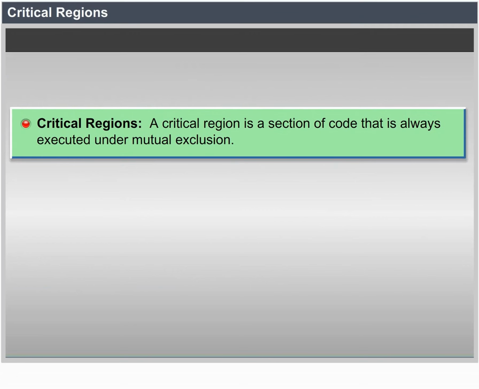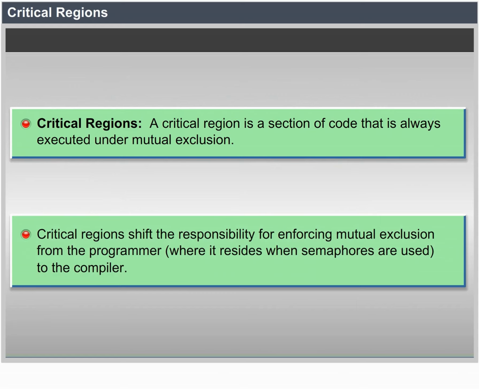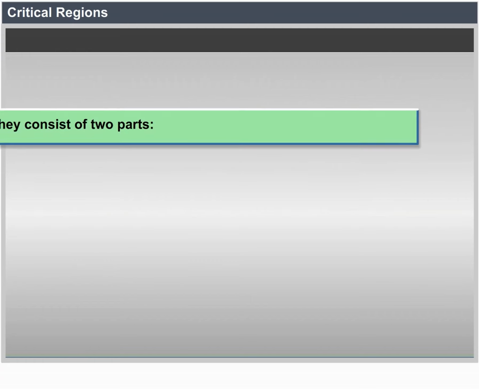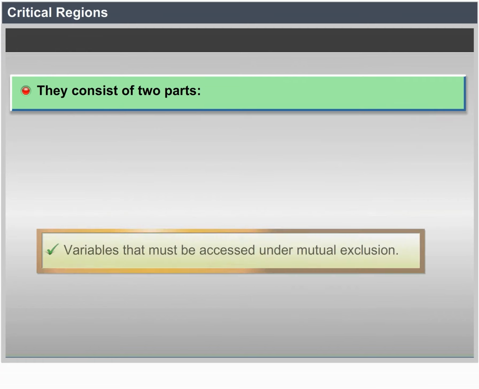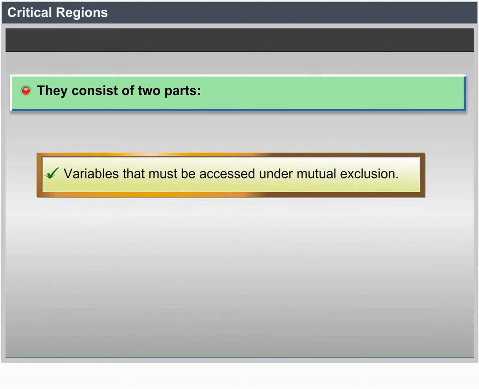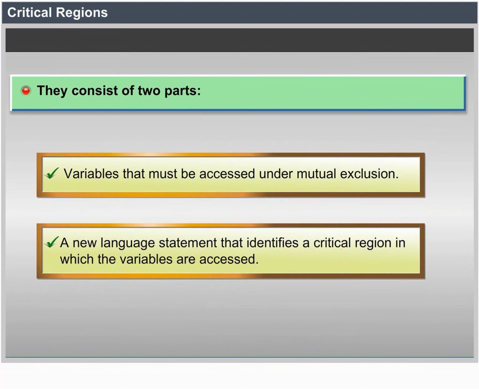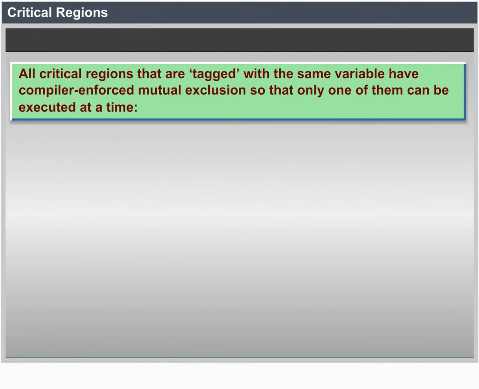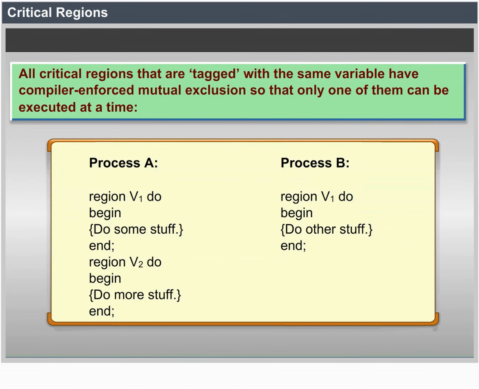Critical regions shift the responsibility for enforcing mutual exclusion from the programmer, where it resides when semaphores are used, to the compiler. They consist of two parts: variables that must be accessed under mutual exclusion, and a new language statement that identifies a critical region in which the variables are accessed. All critical regions that are tagged with the same variable have compiler-enforced mutual exclusion so that only one of them can be executed at a time.